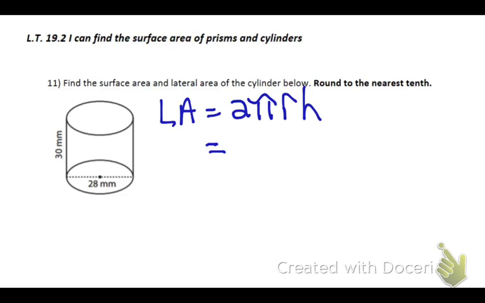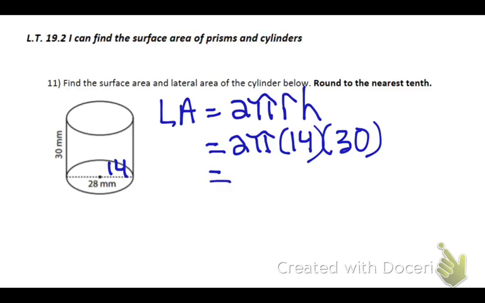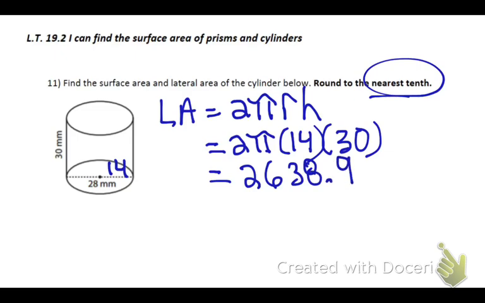So this looks like it's 28 as the diameter, so we're going to say 14 would be the radius. So 2 pi times 14, the height is 30, so we're going to multiply all those together. So let's do 2 times pi times 14 times 30. So I got 2638.9. Okay, and that's square millimeters.